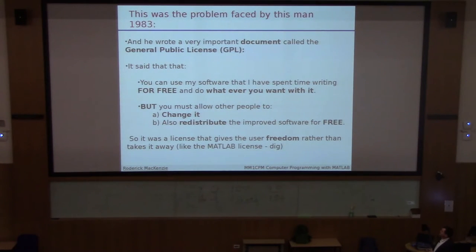It was a license. He wrote a license, and it was called the General Public License. And this license was very specific. It said, you can have my software for free. Anybody could have my software for free. But if I give it to you, you've got to give it to anybody else who asks for it. And if they want to change it, you've got to allow them.